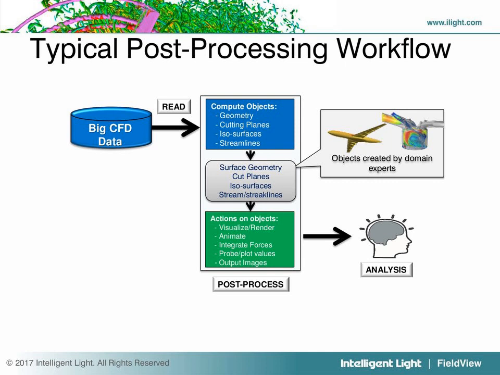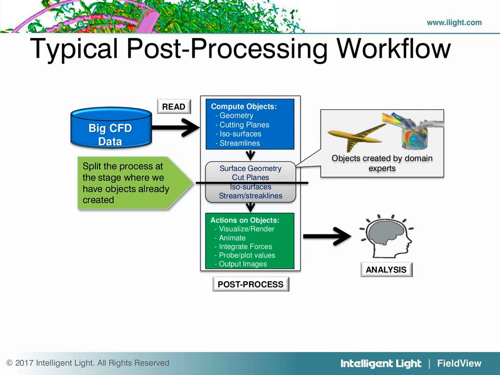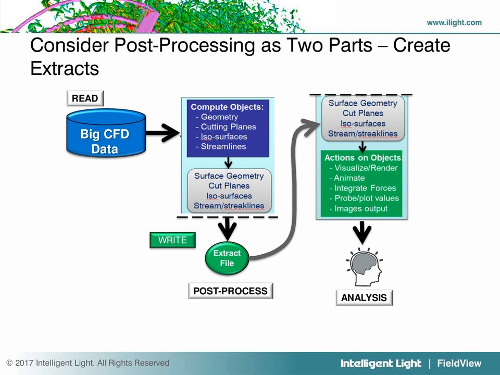One of the big issues with this workflow is that the loading of the big CFD data and then computing the various objects can take time, both in doing the reading and also memory in order to compute the objects. In a FieldView XDB workflow, we split this process, where after the domain expert has created their objects, we write out an extract file, a FieldView XDB. The FieldView XDB can then be later read by FieldView or the free viewer XDB view, where the domain expert can then operate just on the surfaces to do their images and do their analysis.